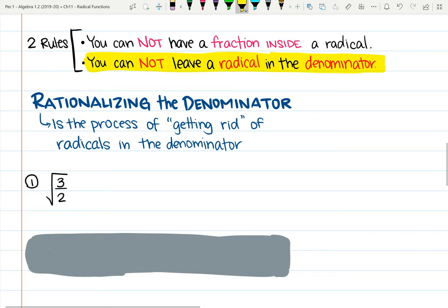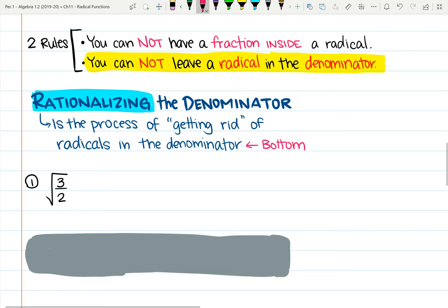But you cannot leave a radical in the denominator. So what happens if you end up with a radical in the denominator? What do we do then? In that case, we do this process called rationalizing the denominator. Again, denominator means the bottom of a fraction, right? So rationalizing is the process of getting rid of radicals in the denominator, again, in the bottom.